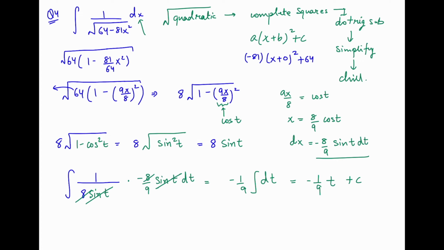Now you have to substitute back for t. So you have to go back to this relationship. t is equal to cos inverse of 9x over 8. So that will be your final answer here, plus c. And that's how you do question 4.